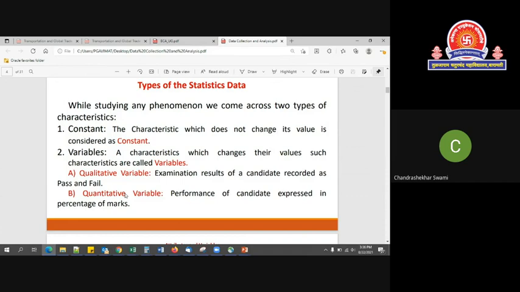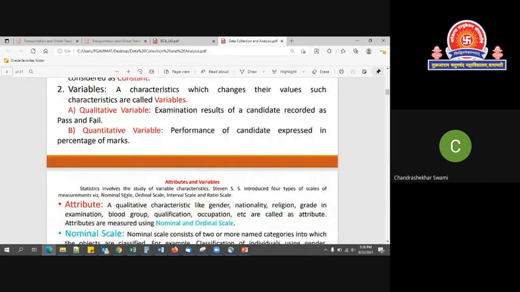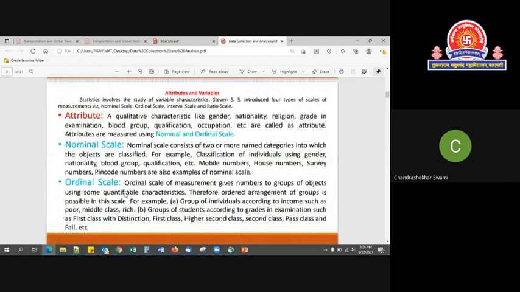Such qualitative variables are also called attributes. Any attributes or variables can be measured by four types of scales: nominal scale, ordinal scale, interval scale, and ratio scale. What is an attribute? An attribute is a variable which is a qualitative type variable. And the quantitative type variable is simply called a variable, and qualitative type variables are called attributes.